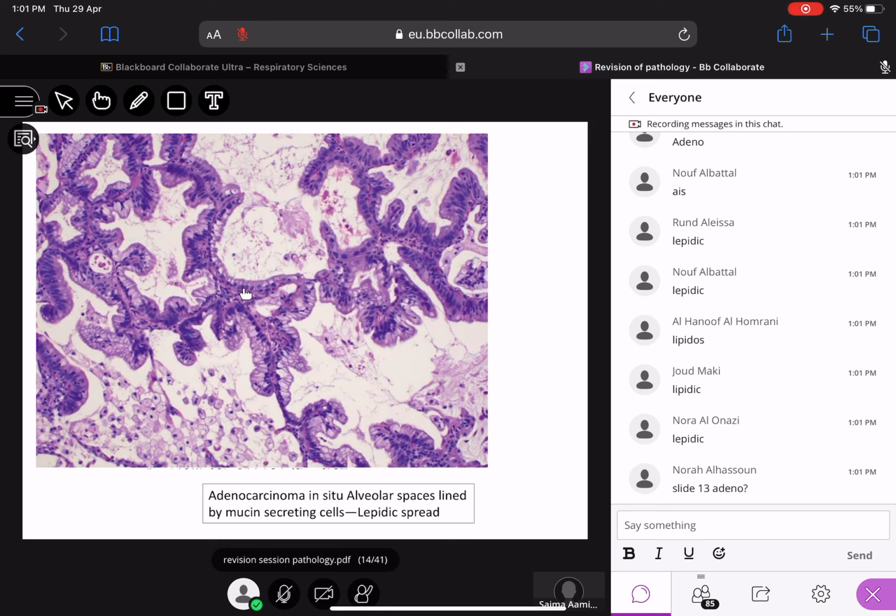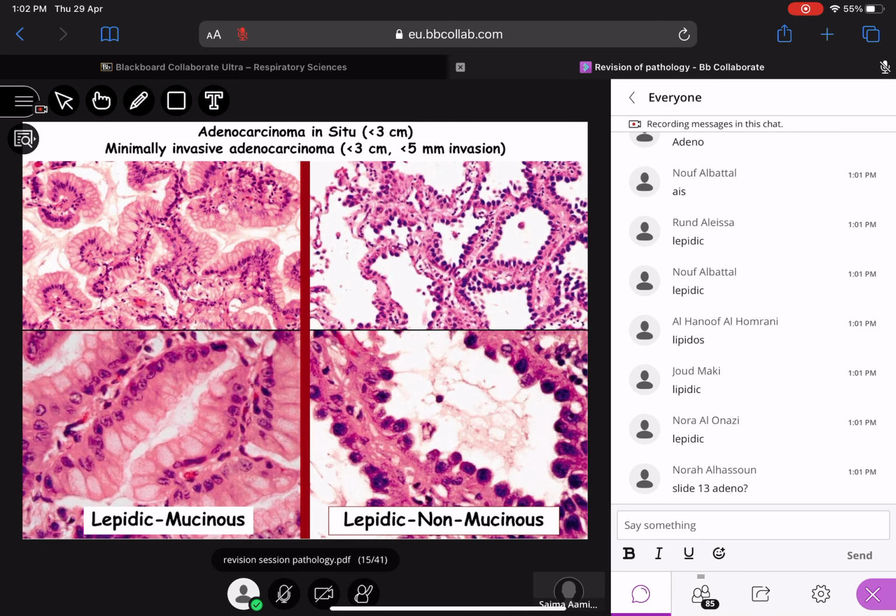So this is adenocarcinoma in situ and mucinous type. As you can see, this mucin inside the cytoplasm. It becomes minimally invasive if you have invasion of less than 5 millimeters. Okay. So lepidic growth pattern. Okay.